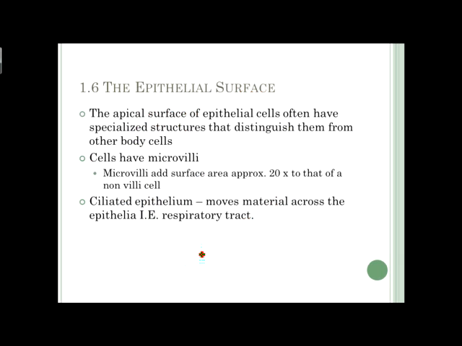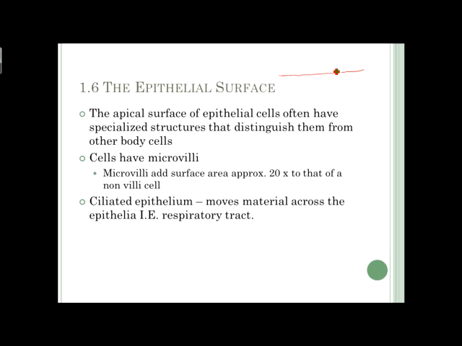The epithelial surface. The apical surface of the epithelial cells often has specialized structures that distinguish them from other body cells. The two types we have here are microvilli and ciliated epithelium. Cells that have microvilli add surface area approximately 20 times that of a non-microvilli cell. So I think I told you this in the last lecture that we did when we were talking about surface space.